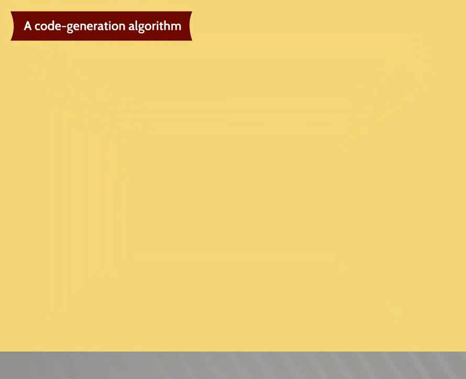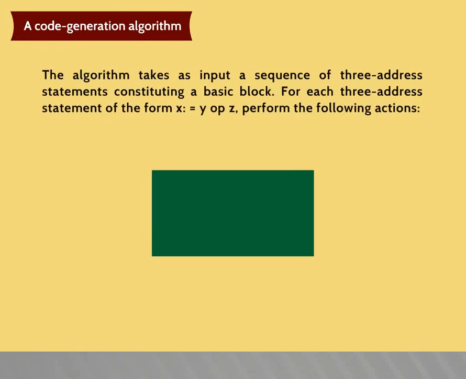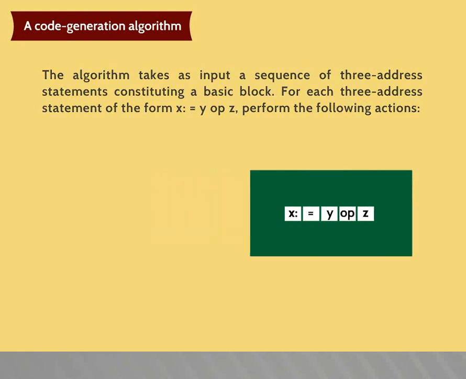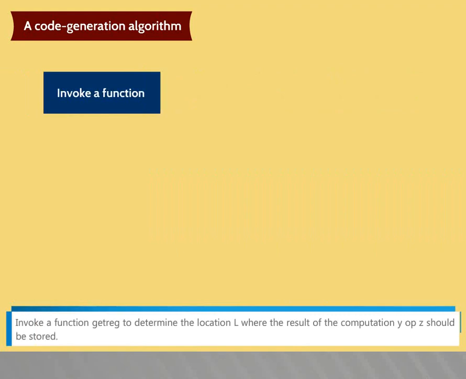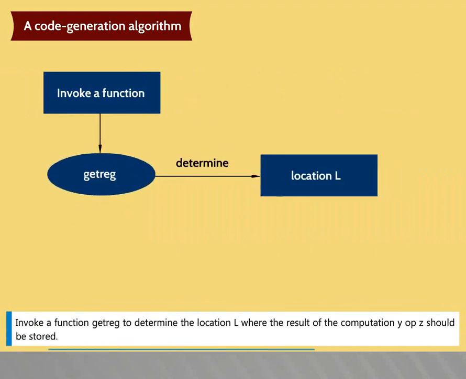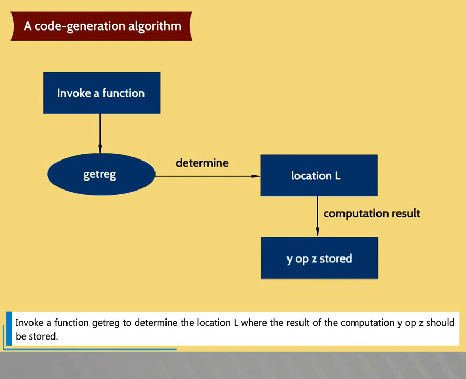A code generation algorithm. The algorithm takes as input a sequence of 3 address statements constituting a basic block. For each 3 address statement of the form x = y op z, perform the following actions. Invoke a function getRegister to determine the location L where the result of the computation y op z should be stored.